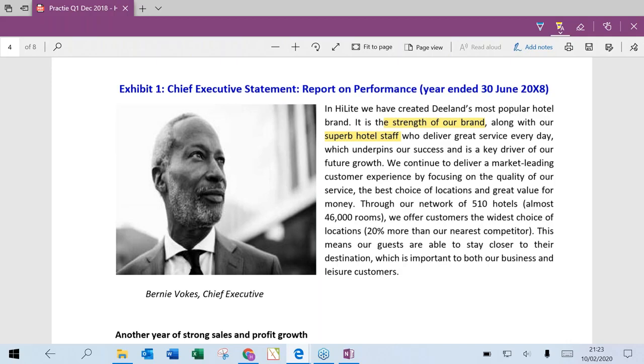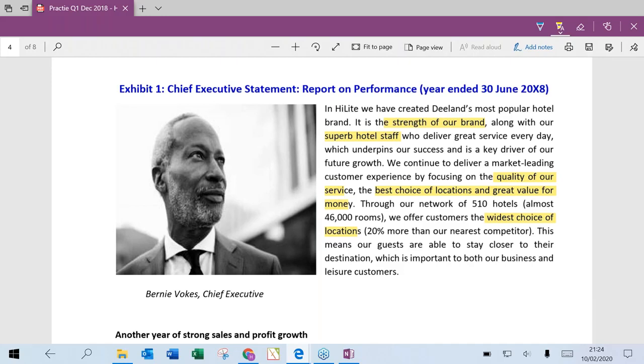We continue to deliver a market leading customer experience by focusing on the quality of our service, good service, best choice of locations, and great value for money. Through our network of 510 hotels, we offer customers the widest choice of locations, 20% more than our nearest competitor. This means our guests are able to stay closer to their destination, which is important to both our business and leisure customers. Okay, so good things or bad things?